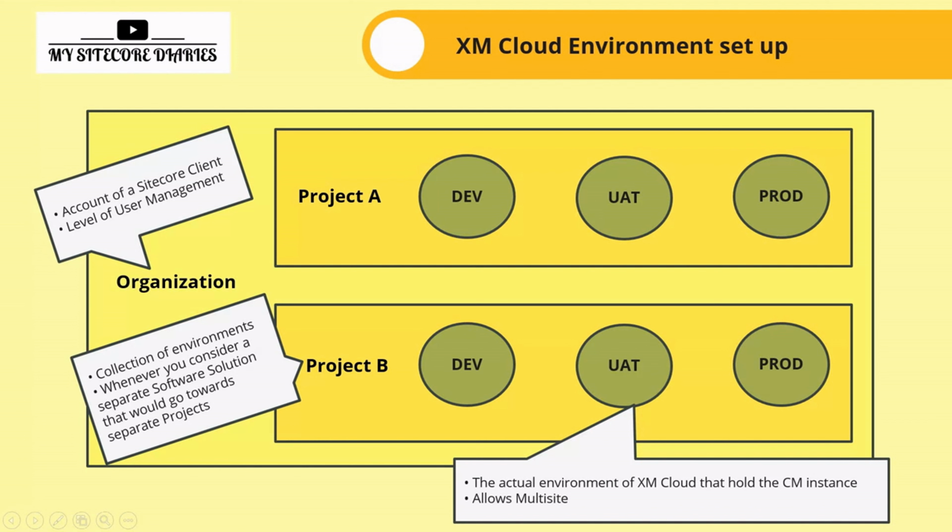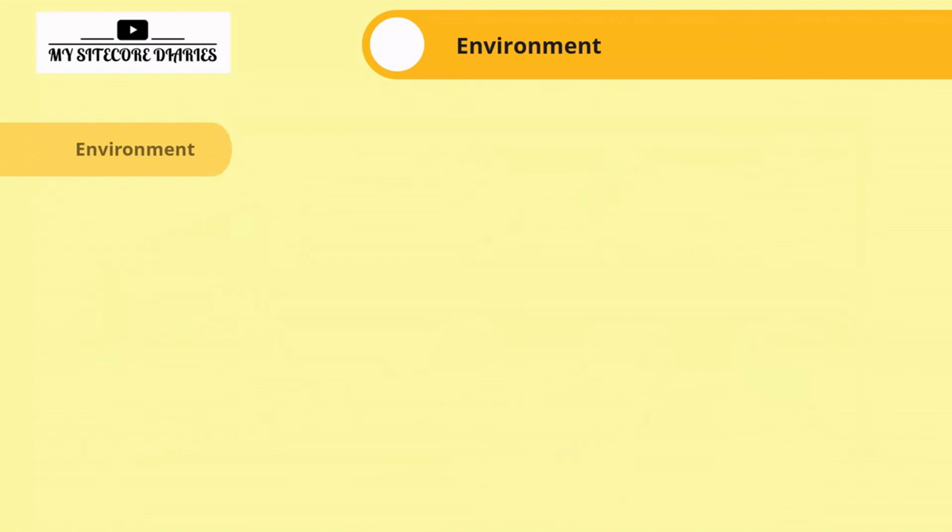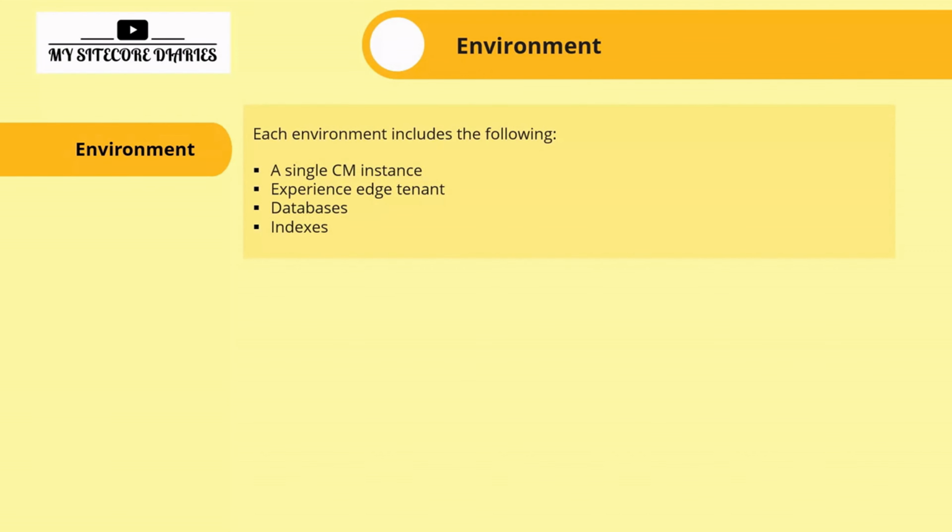So a project is a collection of environments, and then the collection of projects is your organization. So the organization is at the top level. So let's see more detail in environments. Each environment includes the following. Okay, so what does it include in every environment?